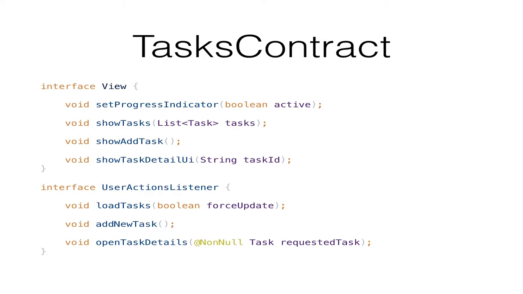First, I'm going to show you the contract that I was explaining. I know we all don't like seeing code, but this might help alleviate what I was talking about for how the contract would look. So, interface view, show the indicator, which is what we agree on.